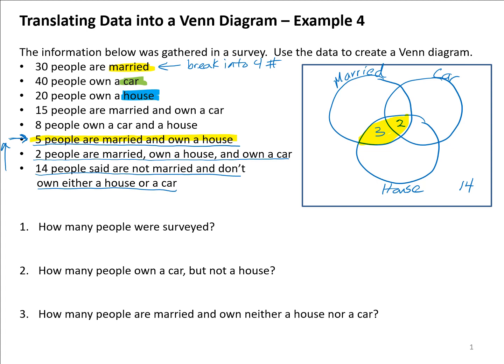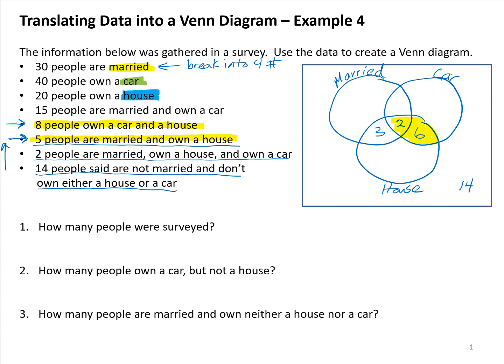All right, let's keep moving up and do the same thing. Now the next line up says 8 people own a car and a house. So that would be 8 people owning a car and a house would be here. We already know 2 people are in the overlap of all 3 sets. So if there's got to be 8 people owning the car and the house, we need 6 more to make the 2 along with the 6 total up to 8.